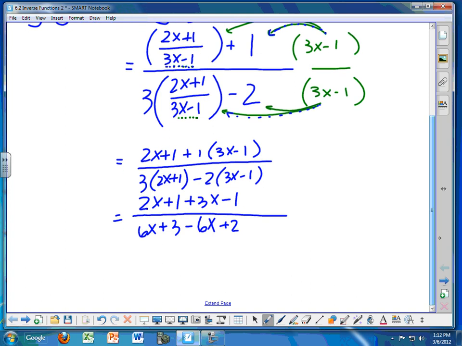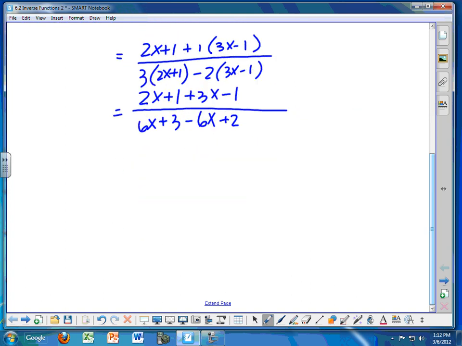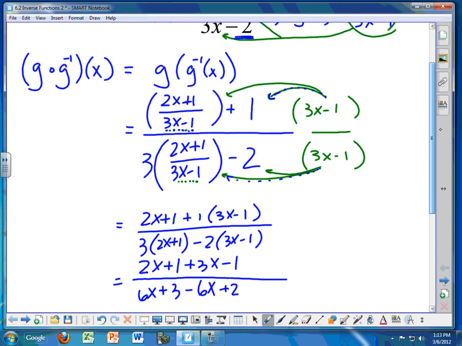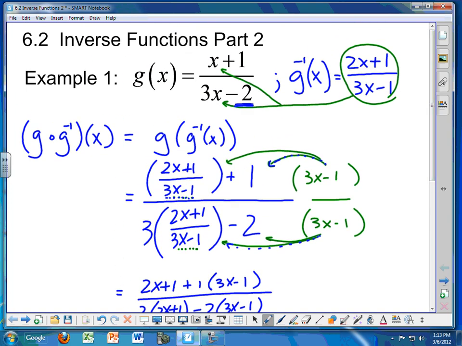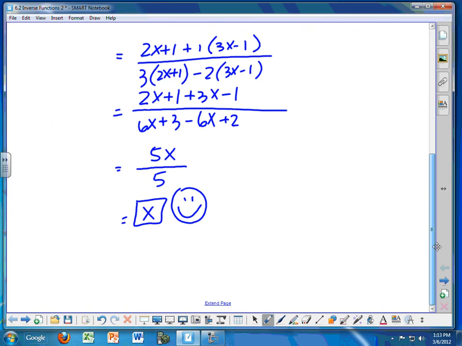And then finally, doing the last step here, I get a 5x in the top, the 1's drop out. In the bottom, the 6x's drop out. I'm left with a 5, and that, of course, does turn out to be x. And so we always put a little happy face at the end to show that we were able to establish that the inverses were verified. So once again, that's the purpose, is to show that this is going to be verified. And it has to be x.